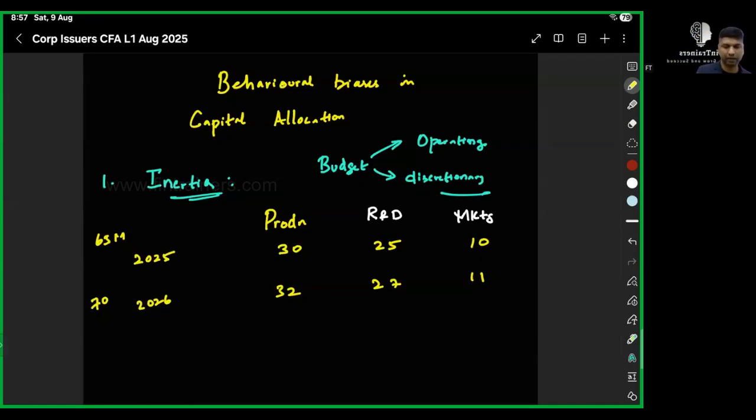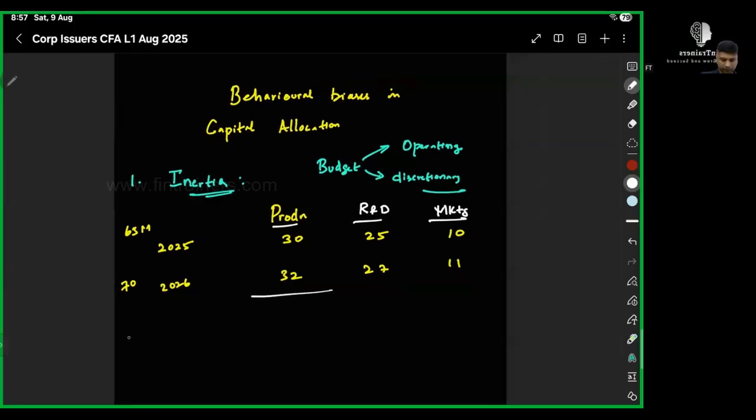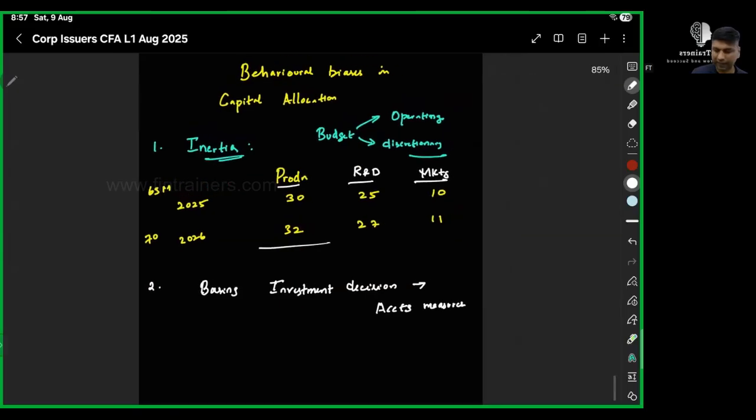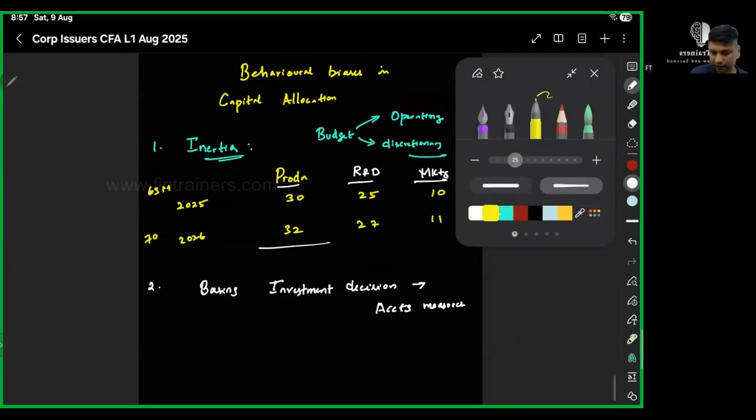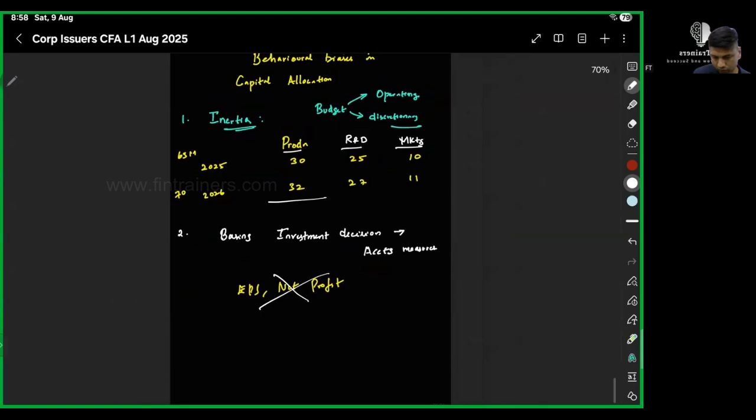When we allocate, instead of using proper analysis techniques, doing it based on the NPV or IRR, people often allocate based on inertia. The second one is basing investment decisions on accounting measures. Oftentimes people use net profit, EPS, what is the incremental earnings per share. These cannot be used. We have to use cash flow. We already said this one.